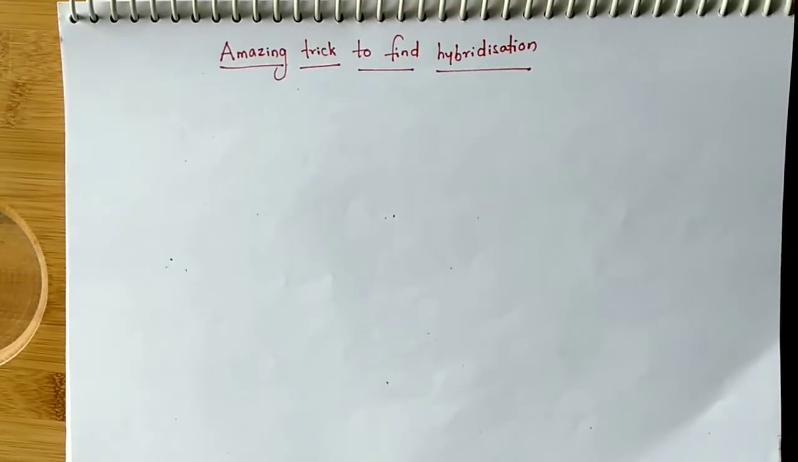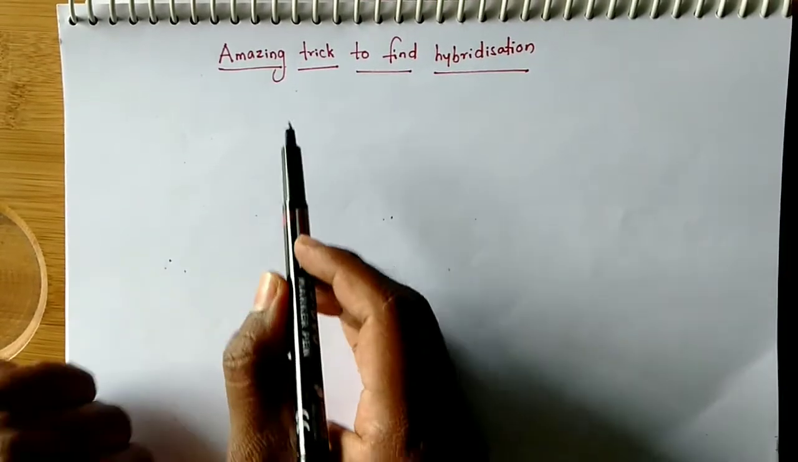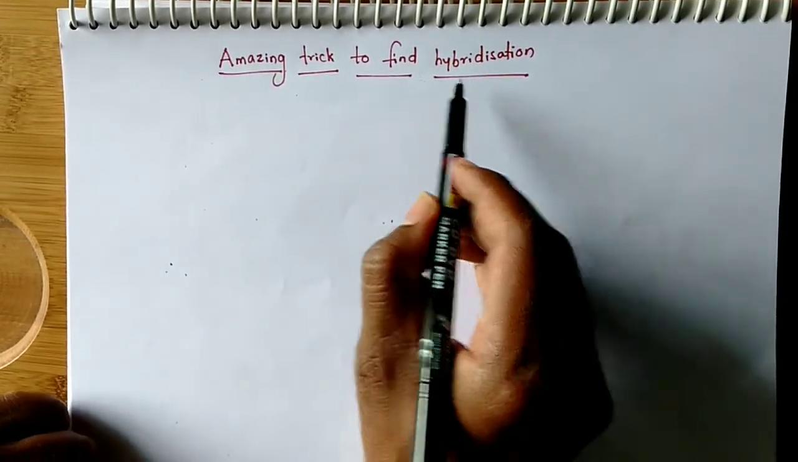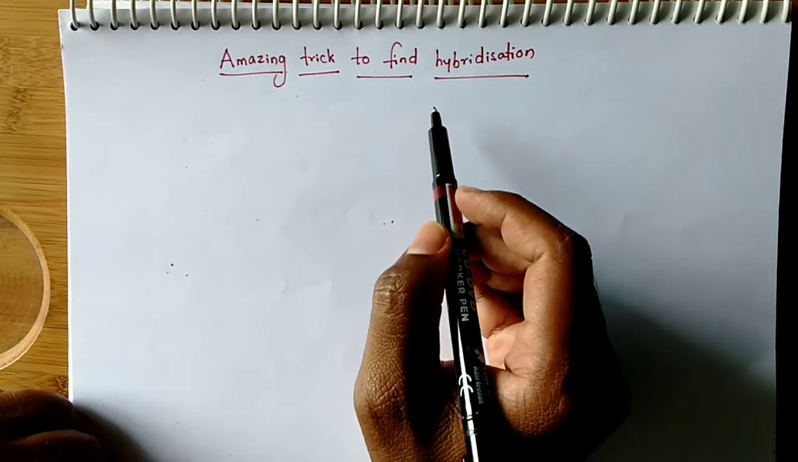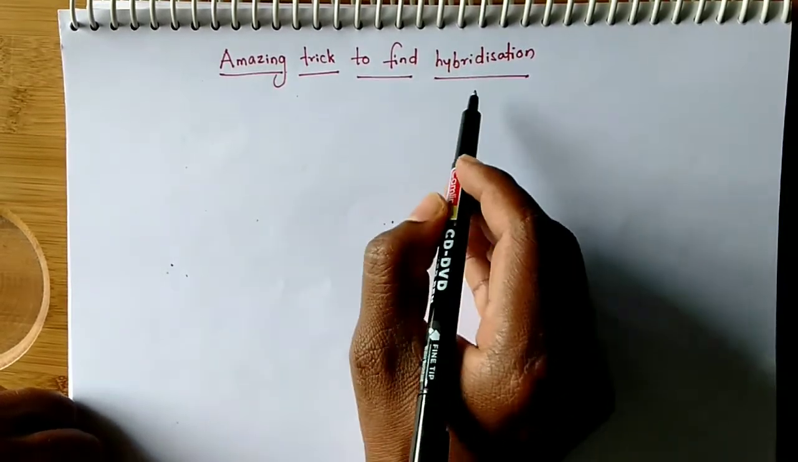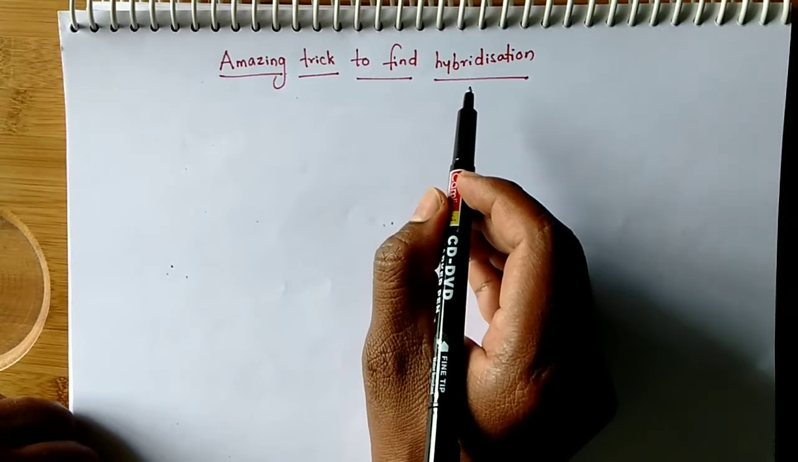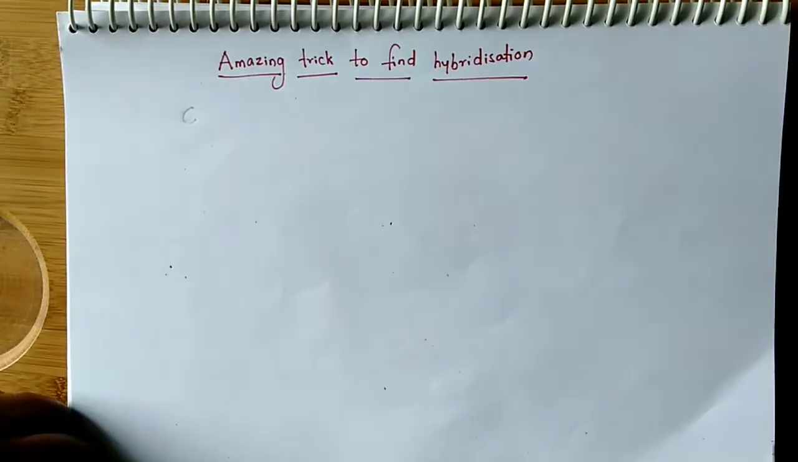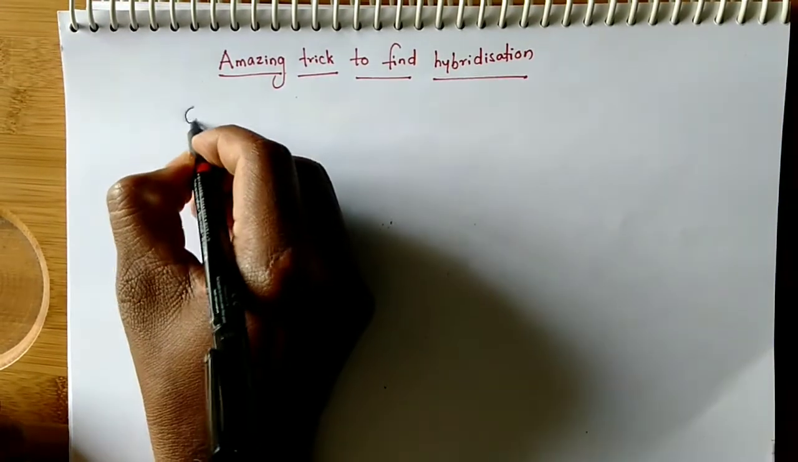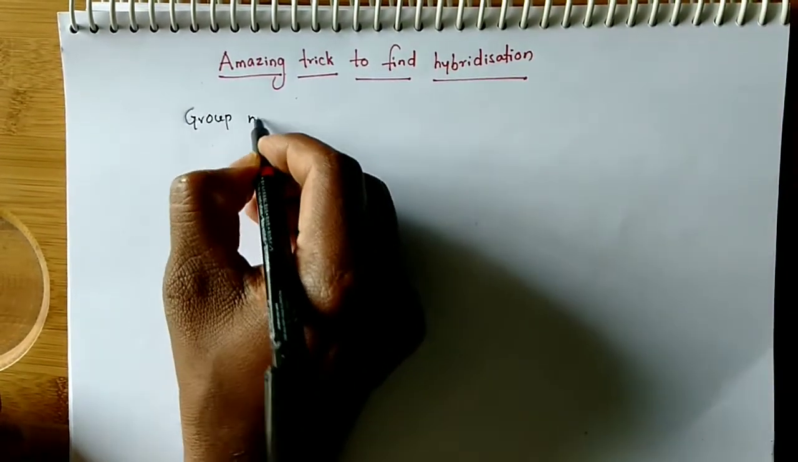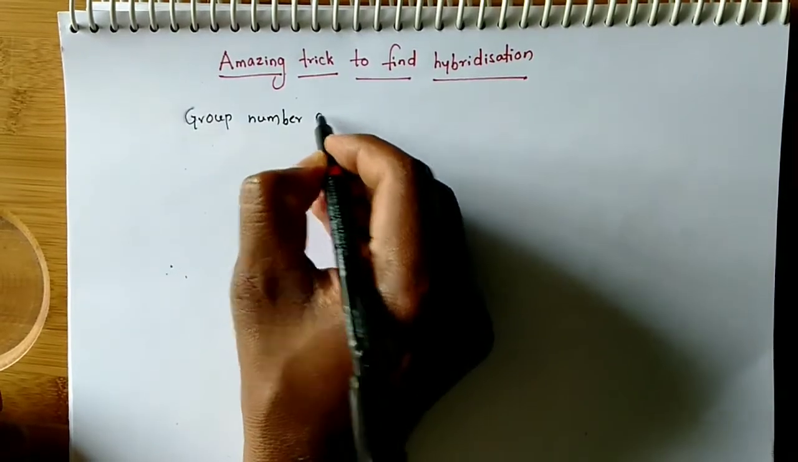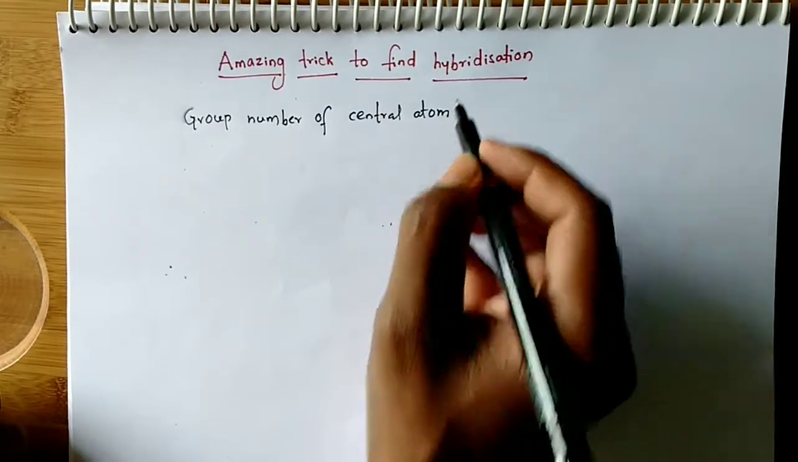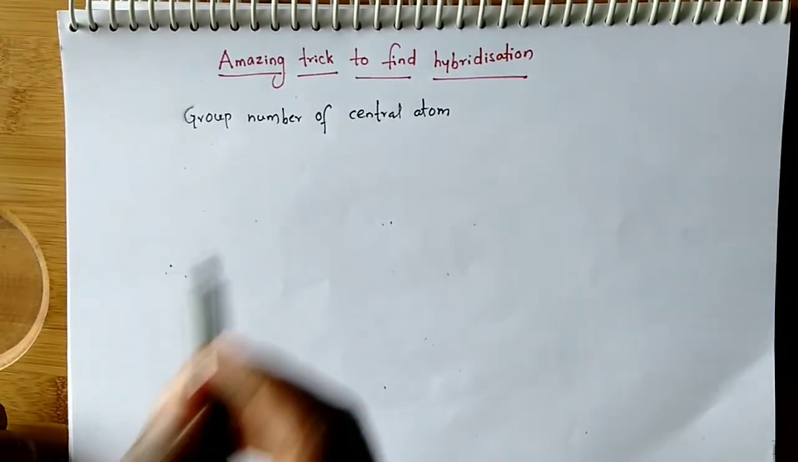Hello everyone. In this video, let us learn one amazing trick to find hybridization. It is very easy to find the hybridization. To find hybridization in a simple way, we must have an idea of the group number of the central atom. That particular atom belongs to which group, we must know that.